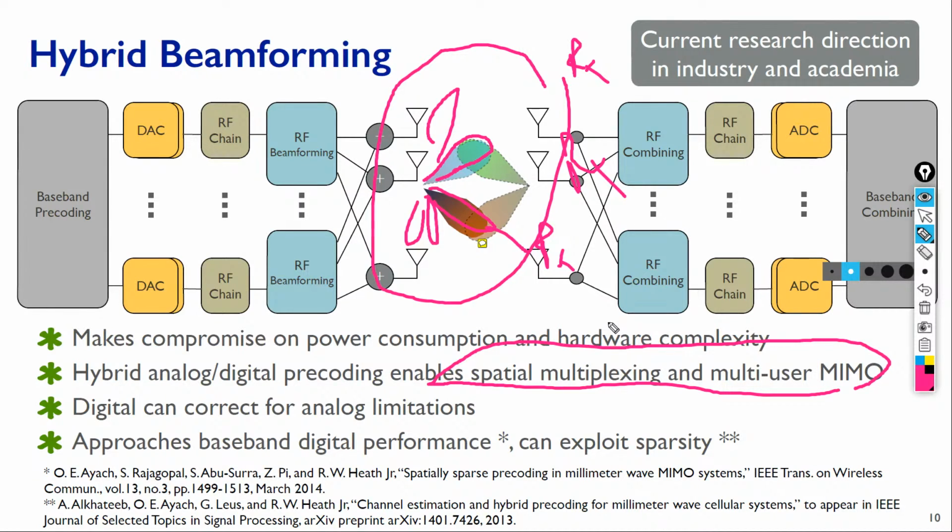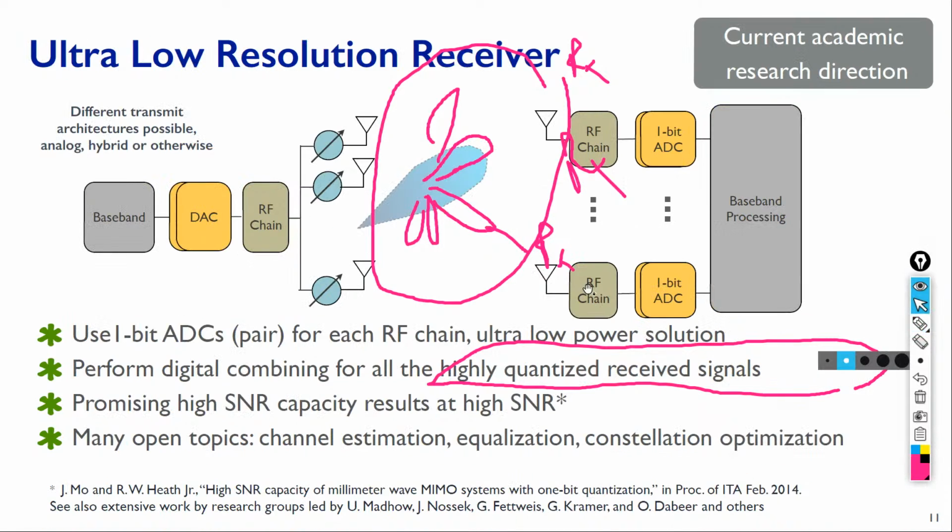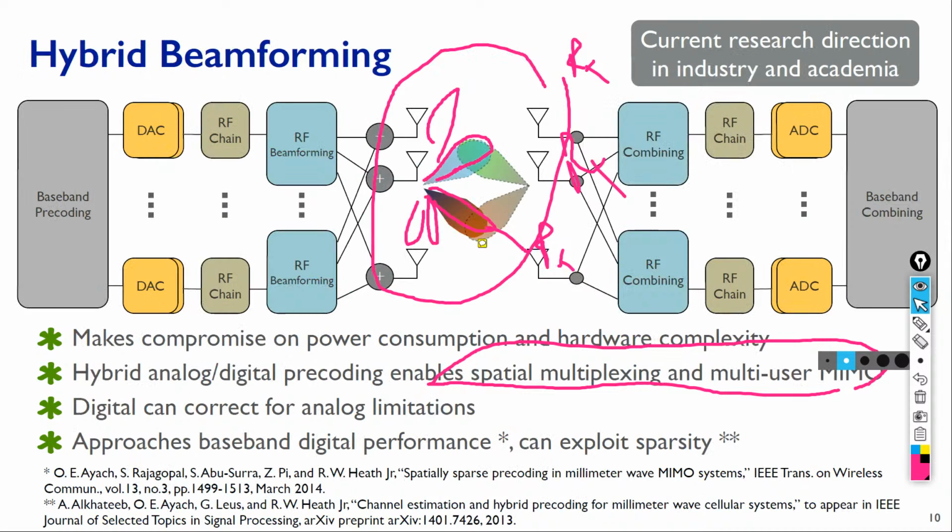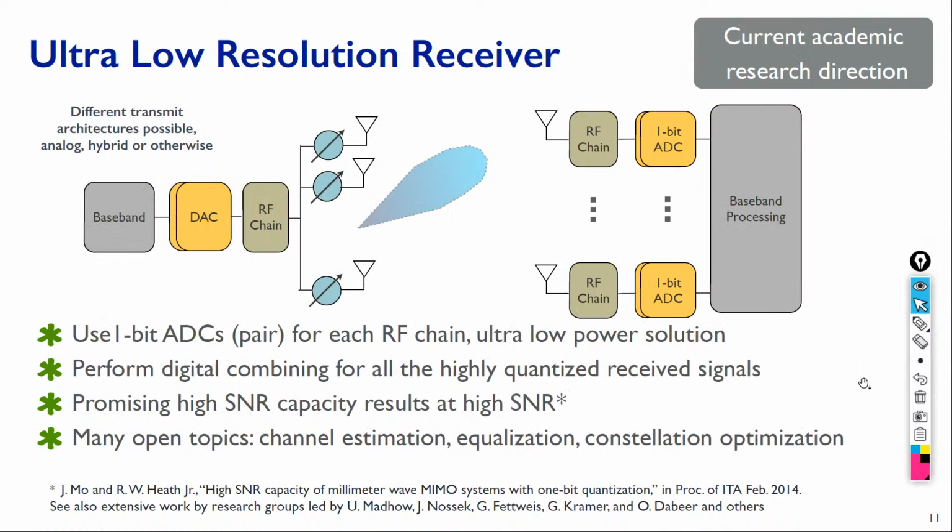But whether it's going to be employed or not, of course there is a need for that, and I believe most probably they are going to push for it, and we are going to see it in the coming future products if we are able to reduce the cost a little bit more. So now we have analog beamforming, we have hybrid beamforming, which combines analog and digital, and we have the third solution, ultra low resolution receivers.